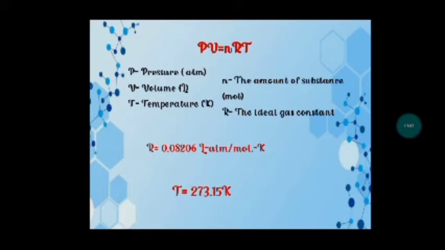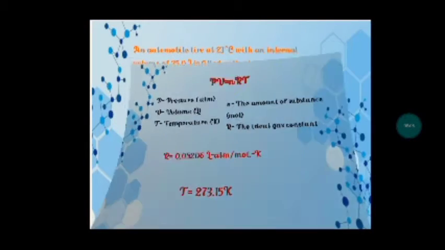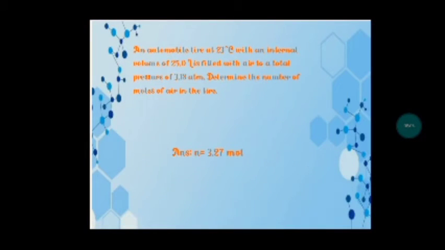The ideal gas constant, its value is 0.08206 with a unit of liter atm over mole Kelvin. And the constant value for converting to Kelvin is 273.15 Kelvin. So, let's try this example.